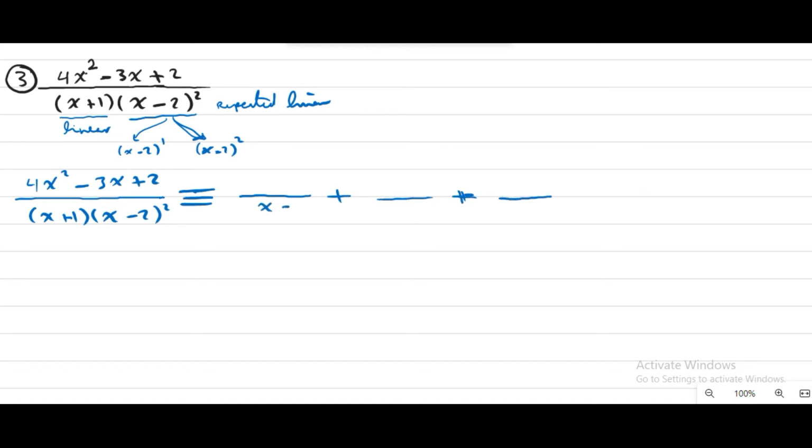Put the first factor here, x plus 1, the second factor here, (x - 2) power 1, and here the third one, (x - 2)². We'll put numerators. Here it's linear, so it will be 1 letter. Here it's linear, so it's also 1 letter. Here it's repeated linear. What's important here is the type of the factor inside the bracket. It's linear, so we'll put 1 letter.